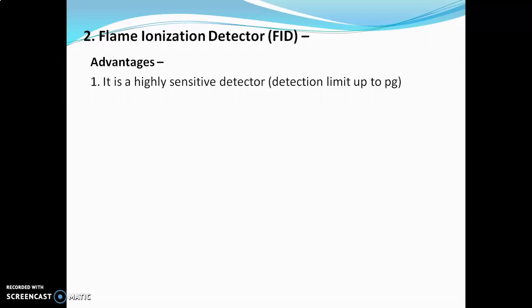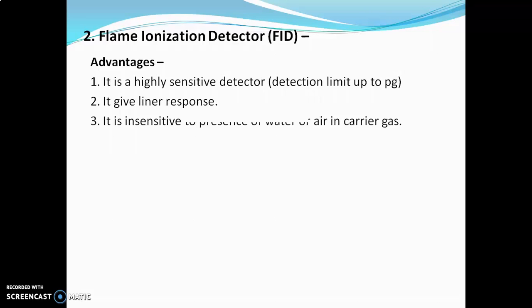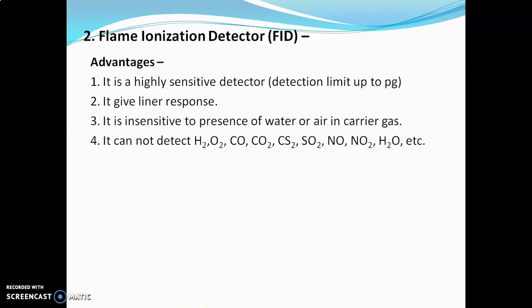Advantages: it is a highly sensitive detector. It can detect the solute up to picogram or femtogram level. It gives a linear response. It is insensitive to the presence of moisture, water or air in the carrier gas. It cannot detect hydrogen, oxygen, carbon dioxide, carbon monoxide, nitrogen dioxide, water, etc. It is beneficial in analysis of many organic samples and air pollution studies.